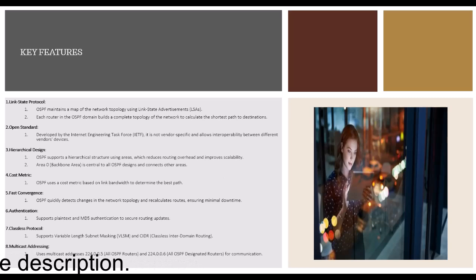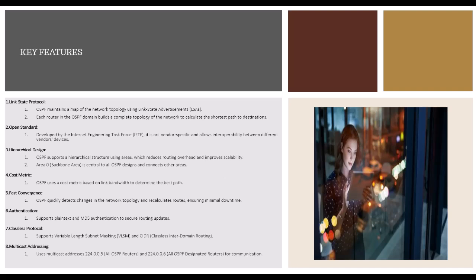It has fast convergence. OSPF quickly detects changes in the topology and recalculates the routes, ensuring minimal downtime. When it comes to security, it has its own authentication design. It supports plain text and MD5 authentication to secure routing updates. It is a classless routing protocol. It supports variable length subnet masking and CIDR, which is classless inter-domain routing.